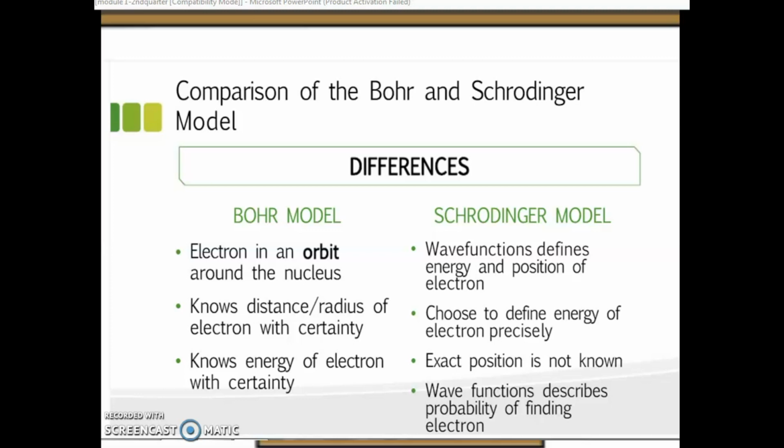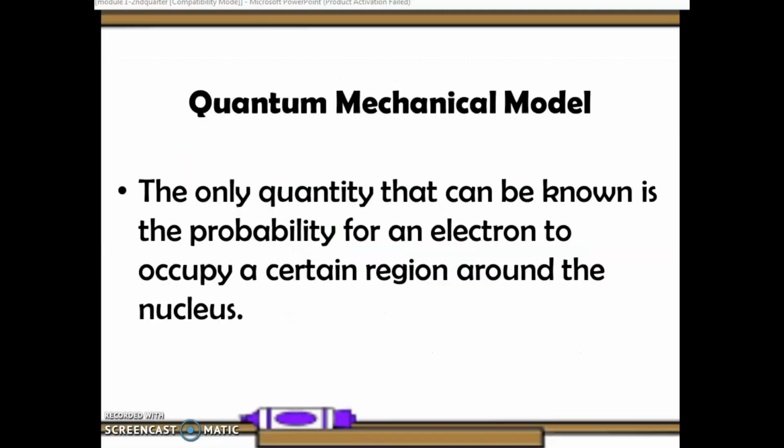An Austrian physicist, Erwin Schrödinger, together with Werner Heisenberg and Louis de Broglie, made a refinement of Bohr's atomic model. Schrödinger used mathematical equations to describe the possibility of finding an electron in a certain location. This model is known as the quantum mechanical model of the atom. In the quantum mechanical model, the only quantity that can be known is the probability for an electron to occupy a certain region around the nucleus. The three physicists led the development of a better model of the atom. The quantum mechanical model shows that the atom has a nucleus at the center surrounded by the moving electrons.